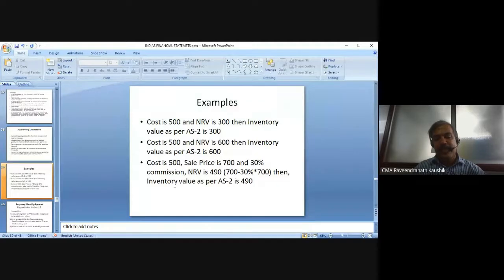Second example: cost is 500 and NRV is 600. Then inventory value as per accounting standard is 500, since NRV is more than your cost. Please remember this: cost or NRV, whichever is lower, applies when NRV is less than cost. If cost is 500 and sale price is 700 and a 30% commission is there, let us assume, then NRV will be 700 minus 30%, so the inventory value will be 490. So these are the different things which need to be understood in detail.